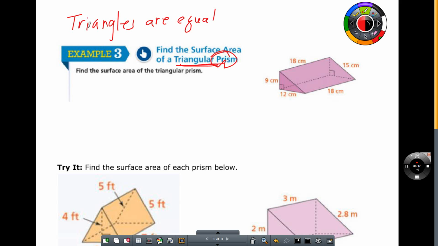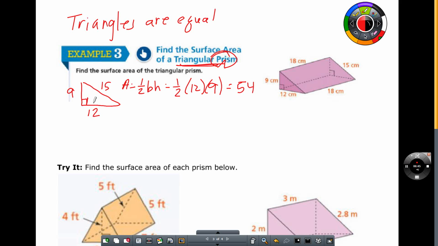Again, we're just going to find every single side and add them together. I like to start with the triangles. So if I draw the triangles, 9, 12, and if you look at the back, it says 15 there. So the area of a triangle is 1/2 times the base times the height. In this case, the base is 12, and the height is 9. So 1/2 times 12 times 9 gives us a total of 54.